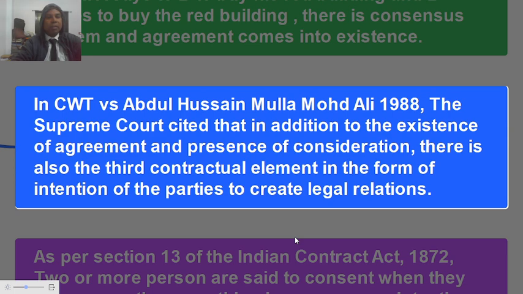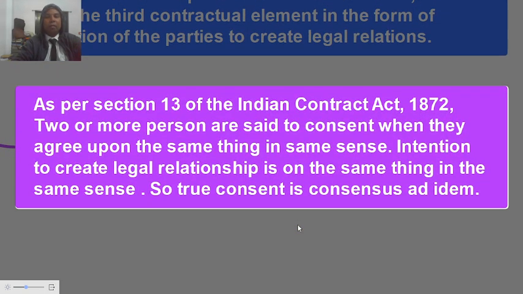In CWT versus Abdul Hossain Muhammad Mullah Muhammad Ali 1988, the Supreme Court stated that in addition to the existence of agreement and presence of consideration, there is also a third contractual element in the form of intention of the parties to create legal relationship. So as per section 13 of the Indian Contract Act 1872, two or more persons are said to consent when they agree upon the same thing in the same sense. So, intention to create legal relationship is on the same thing in the same sense. So, true consent is consensus ad idem.